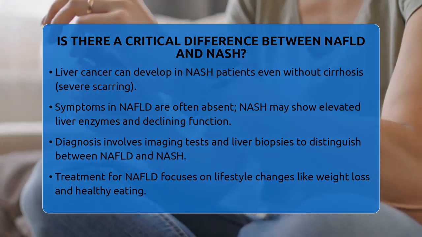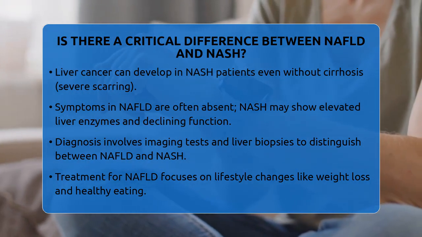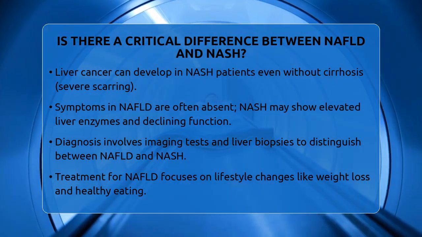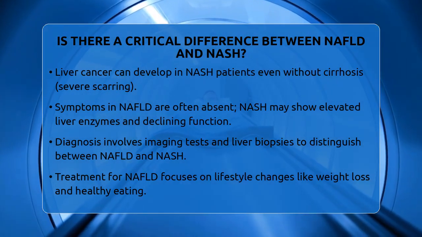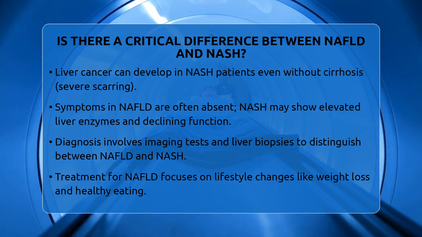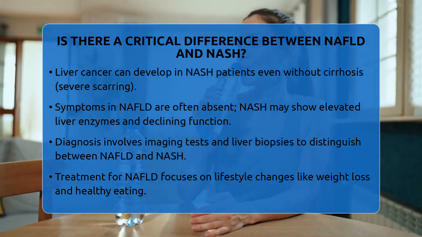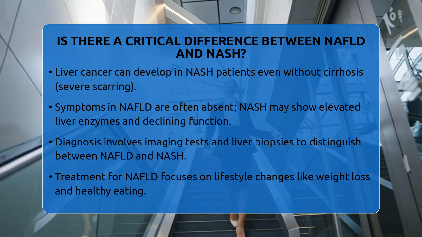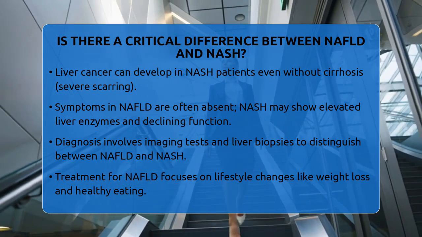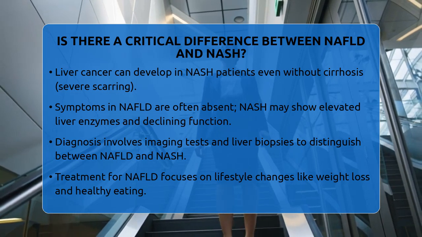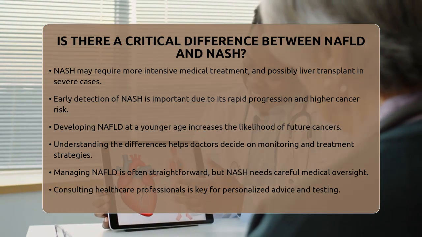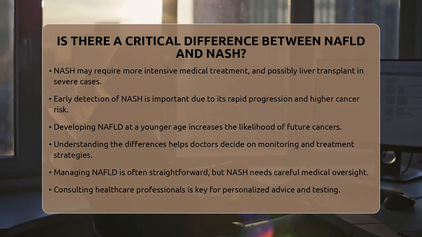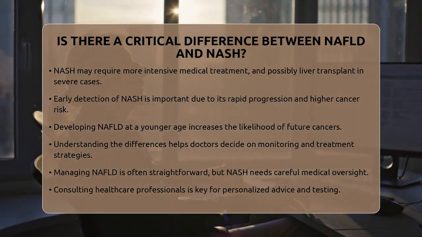Treatment strategies also differ. For NAFLD, lifestyle changes like losing weight, eating healthier, and increasing physical activity are usually enough to slow or stop the progression. For NASH, more intensive medical management may be needed, and in severe cases, a liver transplant might be considered. Because NASH can progress quickly and has a higher chance of leading to liver cancer, early detection and management are crucial. Age also plays a role.